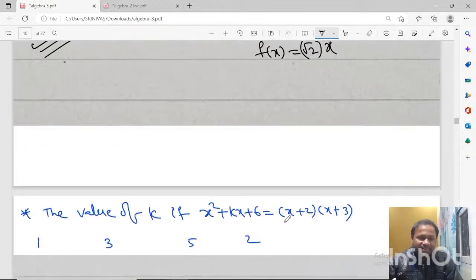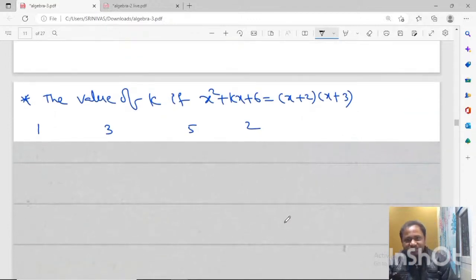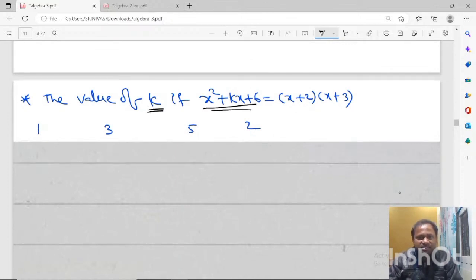Okay. Now, go through this. The value of k, if x square plus kx plus 6 is equal to x plus 2 into x plus 3, what will be the value of k? Yes, power never be fraction. So, polynomial definition is that power never be fraction. Power should not be fractions. Okay, Lakshmi, your answer was correct in previous problem.